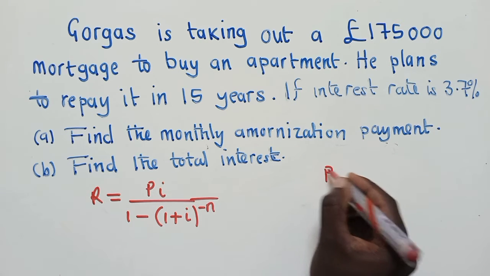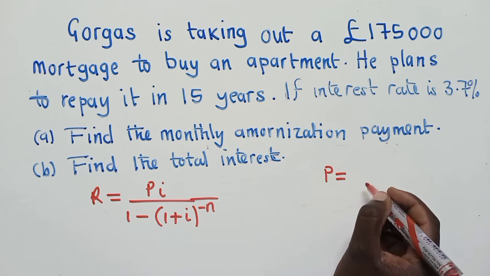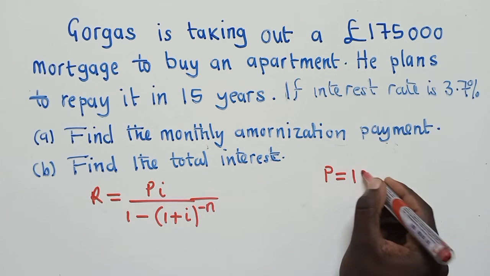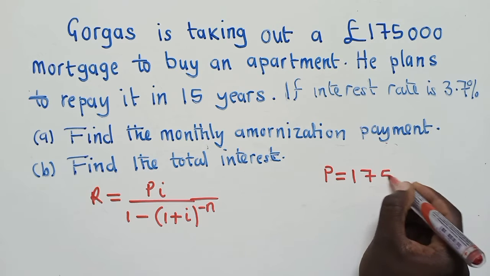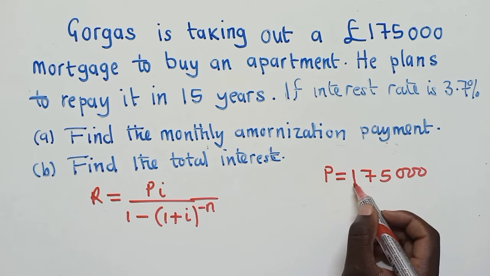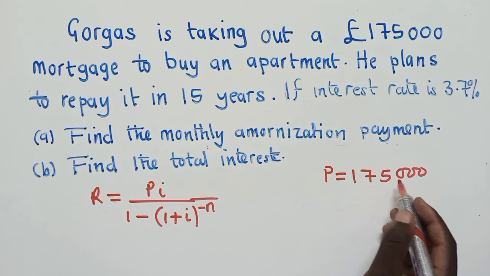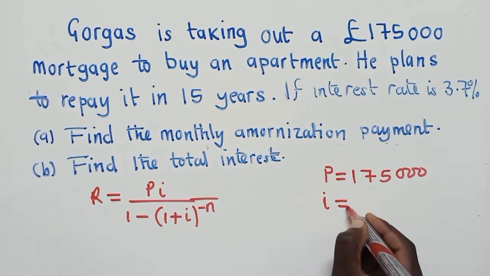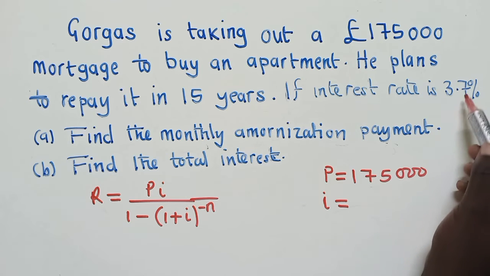So we start with P. What is P? P is the money that is being borrowed. So that's the principal. The principal here is 175,000. And then for i, you get the percentage or the rate.